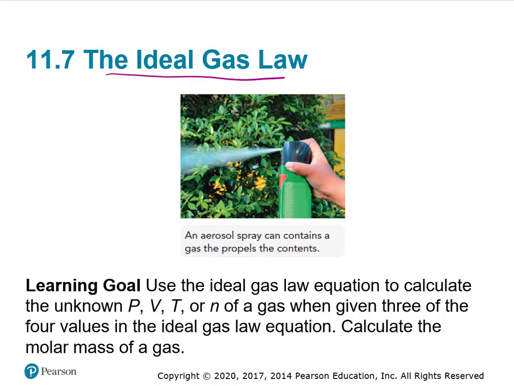This section is about the ideal gas law. We will use the ideal gas law equation to calculate an unknown pressure, volume, temperature, or number of moles of a gas when given 3 of the 4 values in the ideal gas law equation. Calculate the molar mass of a gas.